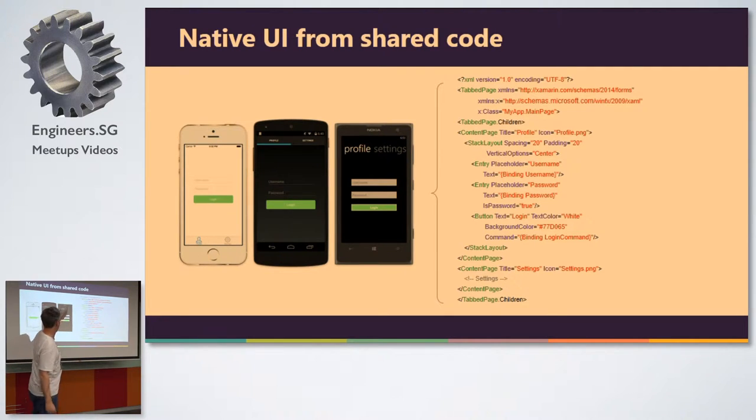Just by simply creating a tab page, as demonstrated there, and creating some content pages under the children of the tab page, let's say profile and settings, and then stuffing some kind of entry, a text box, another entry, another text box, and a button that is just going to literally render that for each platform, iOS, Android, and Windows. And that is the frame binding that we were talking about here. So that is going to bind to your username on your view model, password on the view model, and that is going to bind to a command.